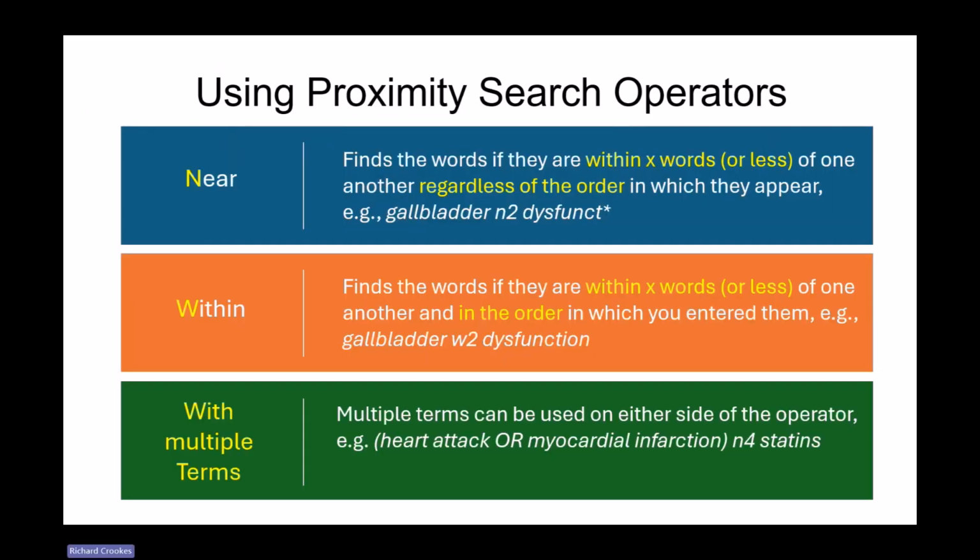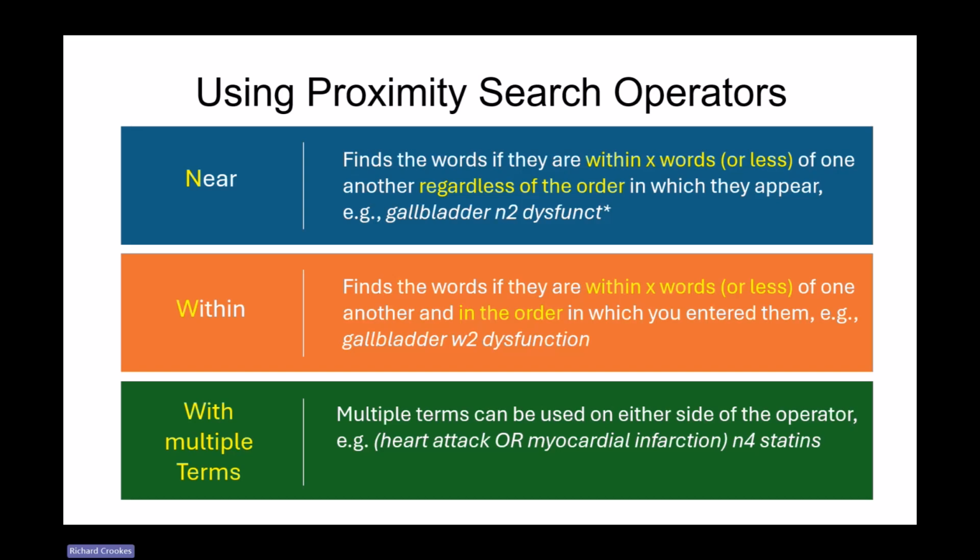We also have, of course, proximity search operators or precision search operators. And for the EBSCOhost interface, it's true of Classic, it's true too now with the new user interface, we have near and within. So near finds terms regardless of the order in which they appear. So if you enter gallbladder N2 dysfunction, then you would find gallbladder within 2 words or less of dysfunction, or dysfunctional in this case because of truncated dysfunction, and also dysfunctional within 2 words or less of gallbladder. So regardless of the words, in any order essentially.